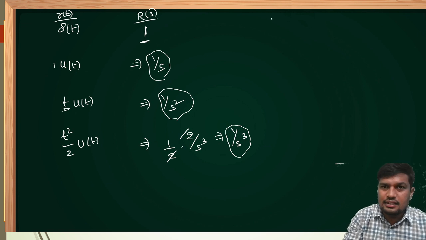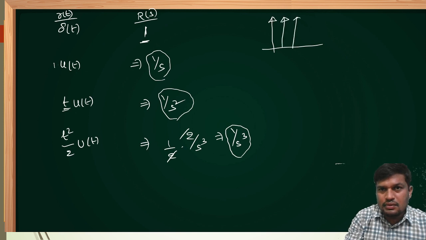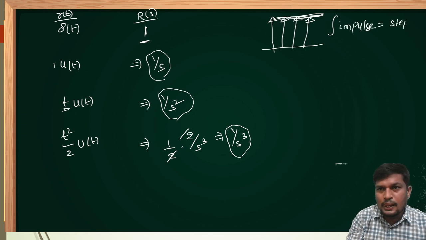Now physically, this is an impulse signal. Take one more impulse signal, and one more, and one more. Just the addition of all these magnitudes will give the step response. That means addition means integration. Integration of the impulse signal will give the step signal.